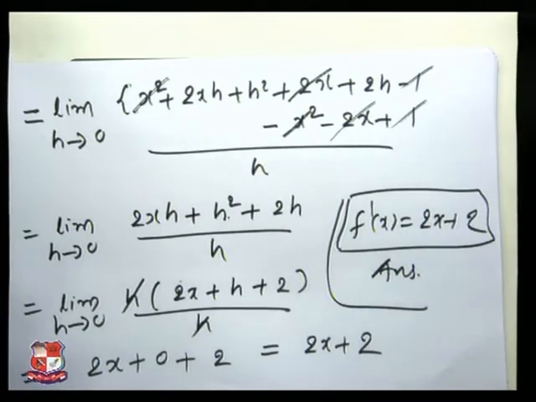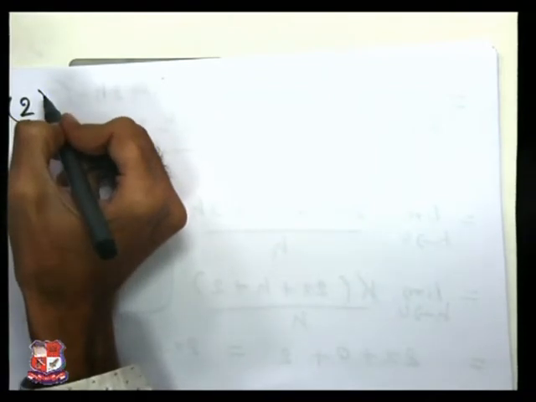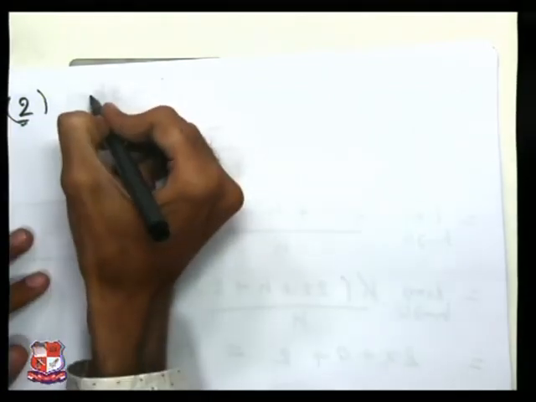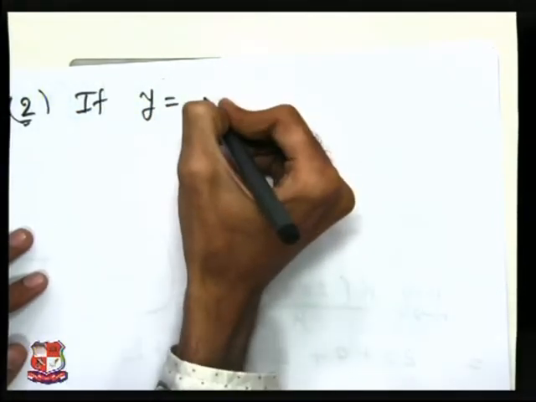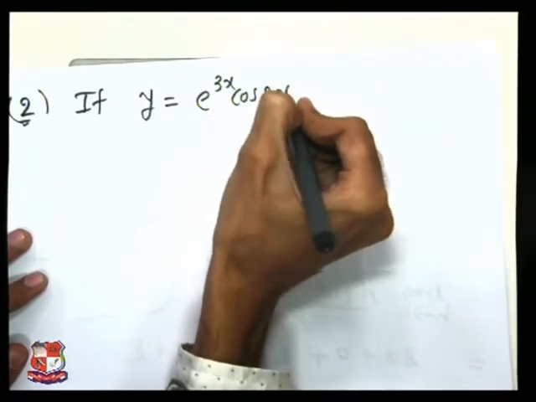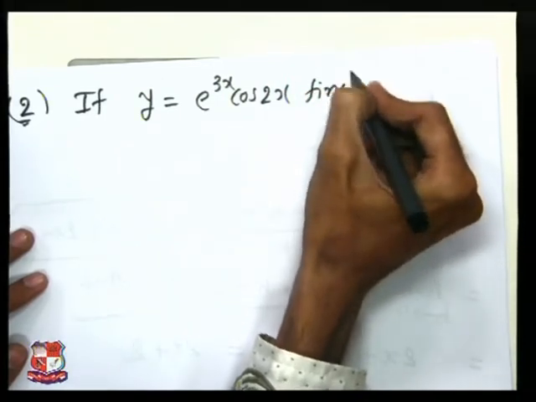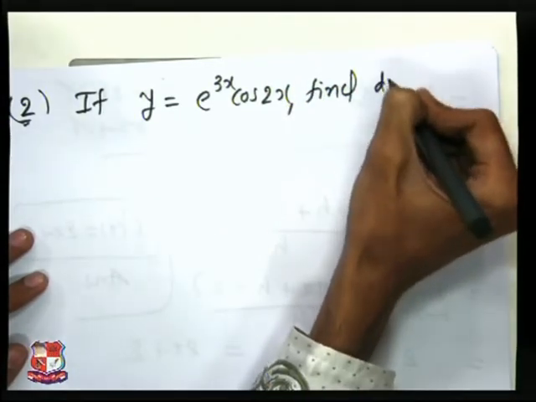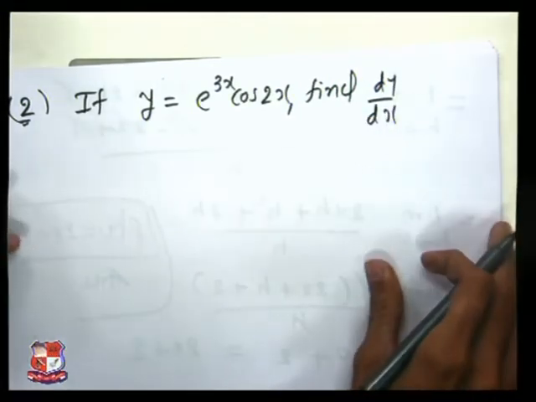Okay, now let us solve the second example of question 3a. The question is: if y is equal to e raised to 3x into cos 2x, then find dy by dx. This is a very simple question of differentiation.